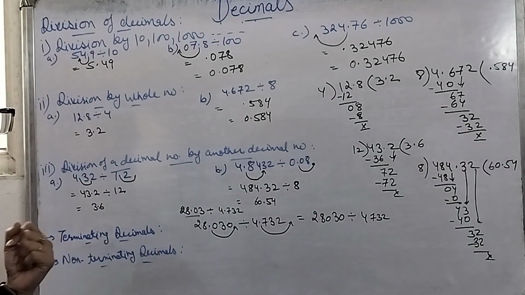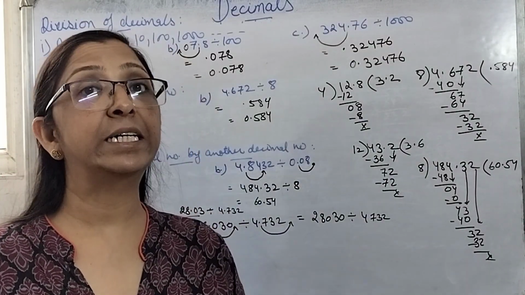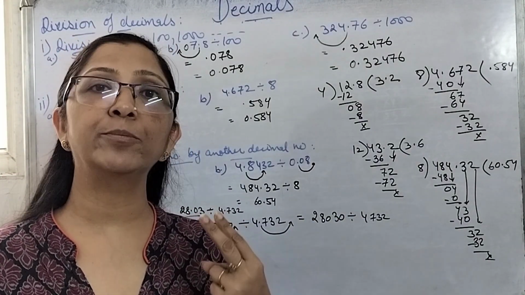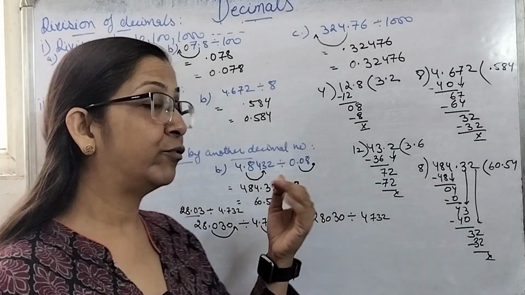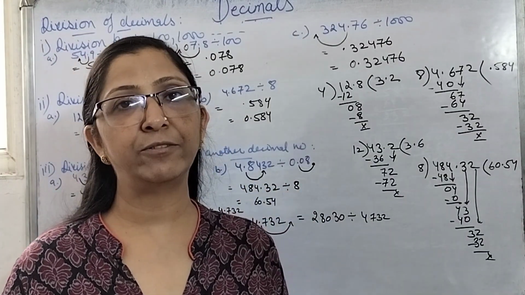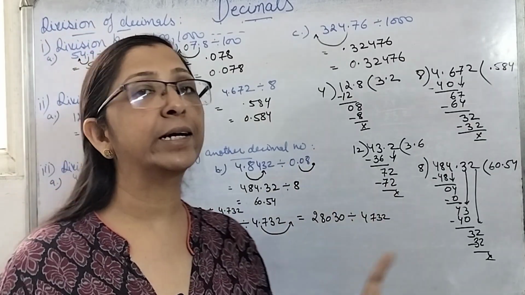Now what are terminating decimals and what are non-terminating decimals? Whenever we are dividing the dividend by the divisor, there could be two conditions. If any fraction is there, and in the fraction we are dividing the dividend by the divisor, either after certain steps the remainder will come to an end.